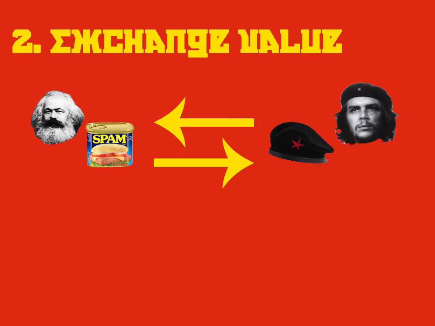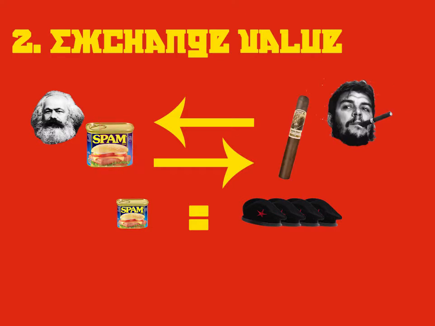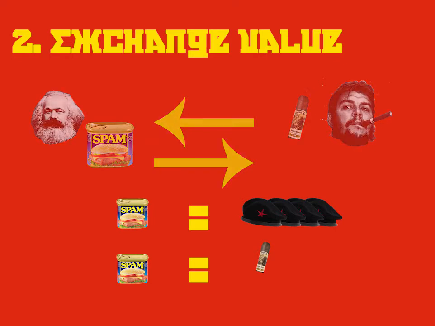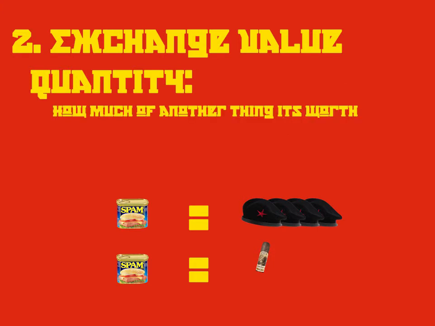Now, this relative value could be anything. Let's just say that in this case, one can of spam is worth four hats. In this instance, the exchange value of the spam is four hats, so Marx could trade one quarter of his spam for Che's hat. Let's pretend, though, that Che doesn't have a hat, but a Cuban cigar, and that one cigar is worth two cans of spam. Now, Marx can only trade his can of spam for half a cigar. In this case, the exchange value of the spam is half a cigar. This is what Marx calls the quantitative value of the spam, essentially how much of another thing it's worth.